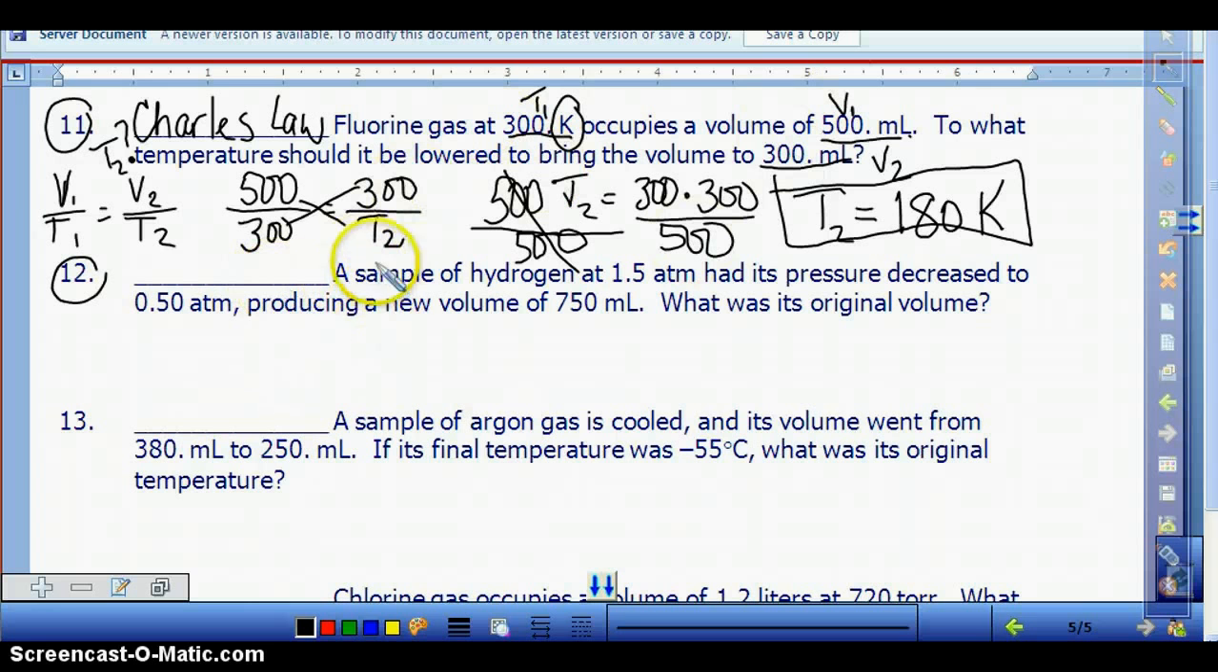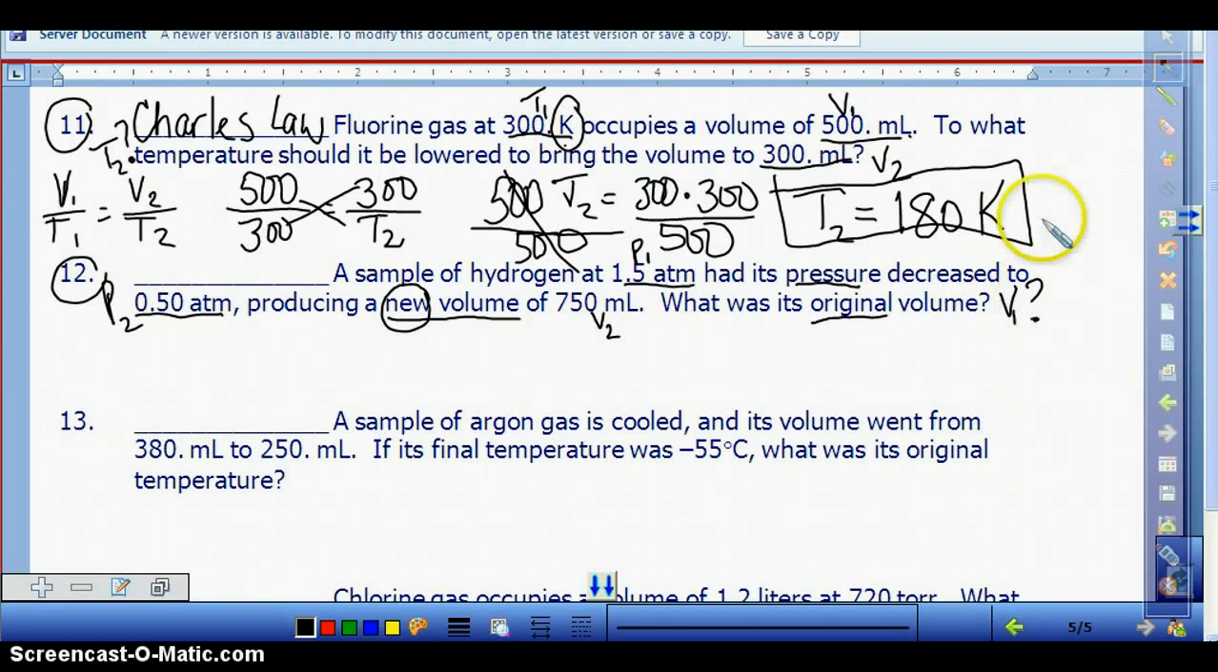Alright, one more example, number 12. We have 1.5 atmospheres, and they tell you that the pressure goes down to 0.5 atmospheres. Atmosphere is a unit for pressure, so we'll label this P1, and we'll label this P2. And then it says a new volume of 750. So we know that's a volume. If it's new, it should make sense that we would call that V2, and original would be V1.